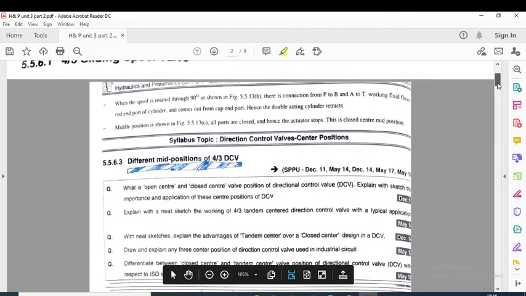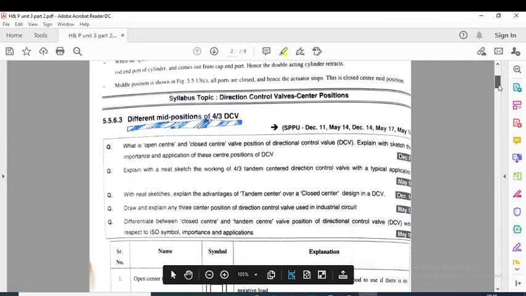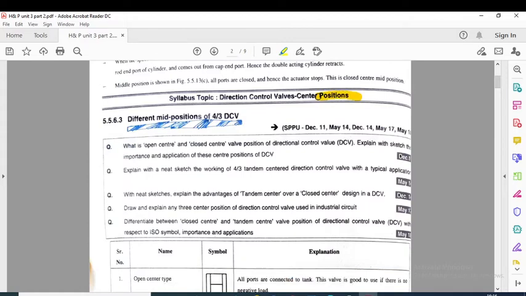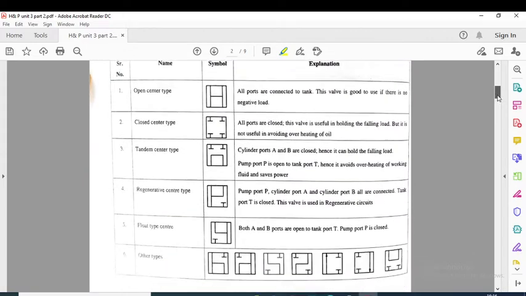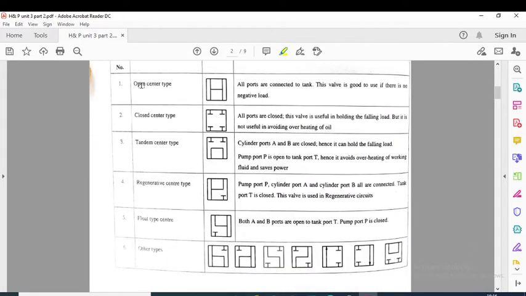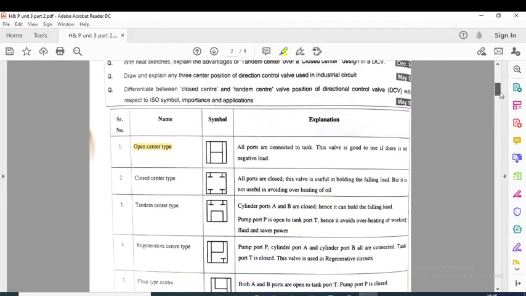Okay, so here we are. The center position of this direction control valve. Here we are going to see how many central positions the 4 by 3 direction control valve can have. So this is the first type of center position of this direction control valve. The first one is the open center type center position of this direction control valve.